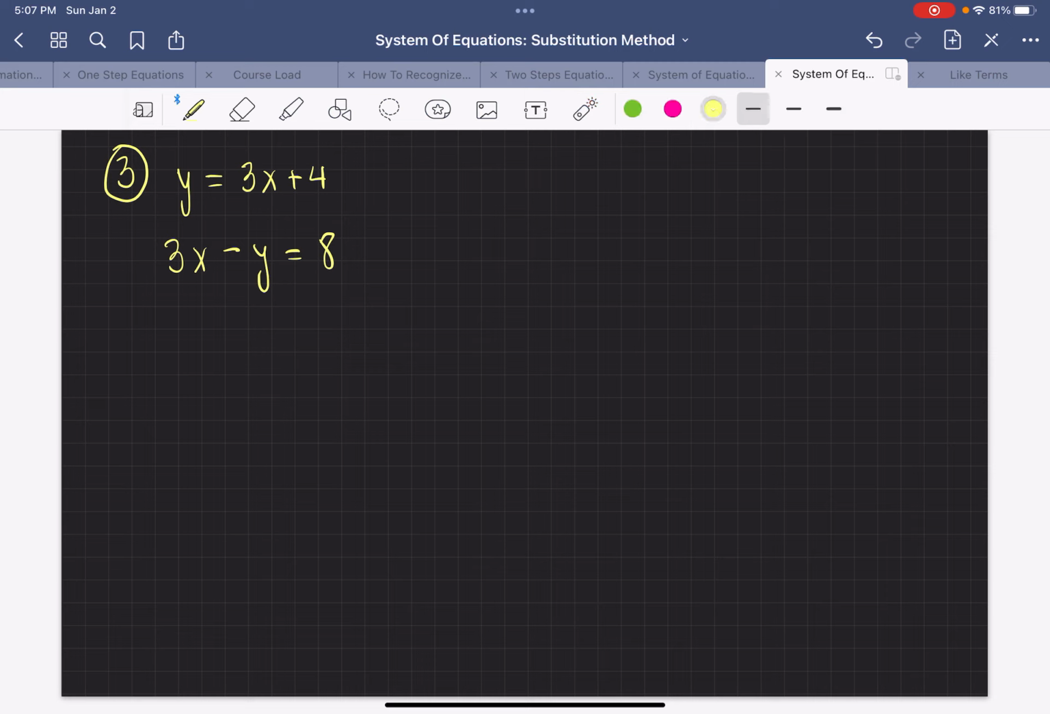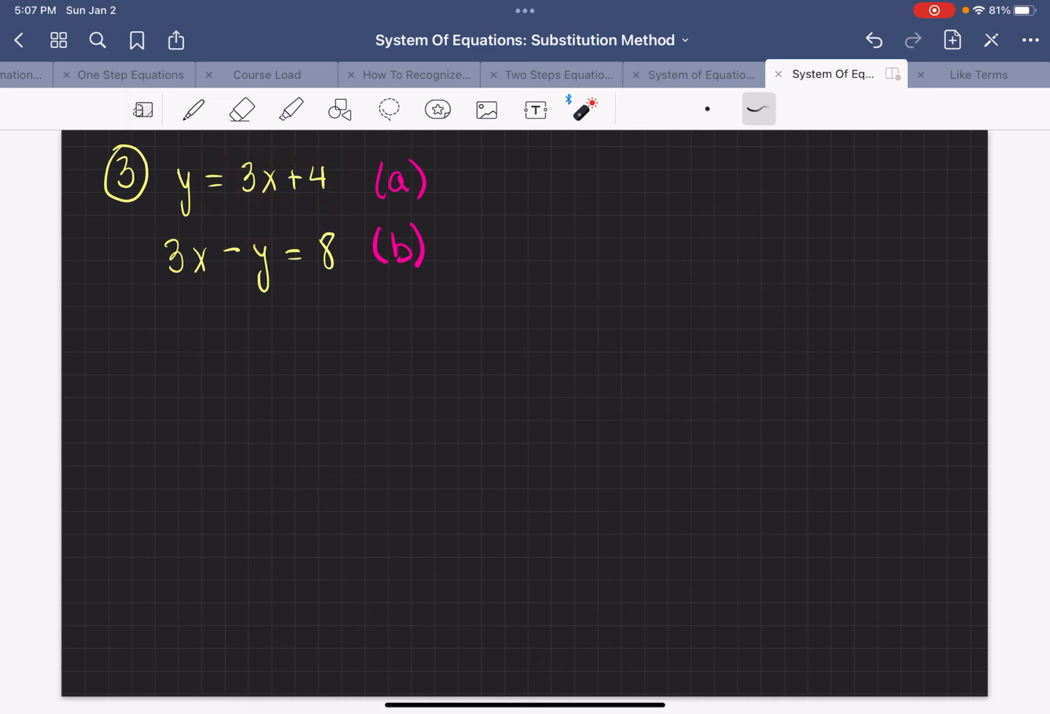Again, I'm going to call them equation A and equation B. Let's see if one of the variables is already isolated. Take a close look at both equations. Yes, in equation A, y is already by itself on the left side. So all I need to do is plug in the y with what the y is equal to, which is 3x plus 4, where the y is in the second equation.